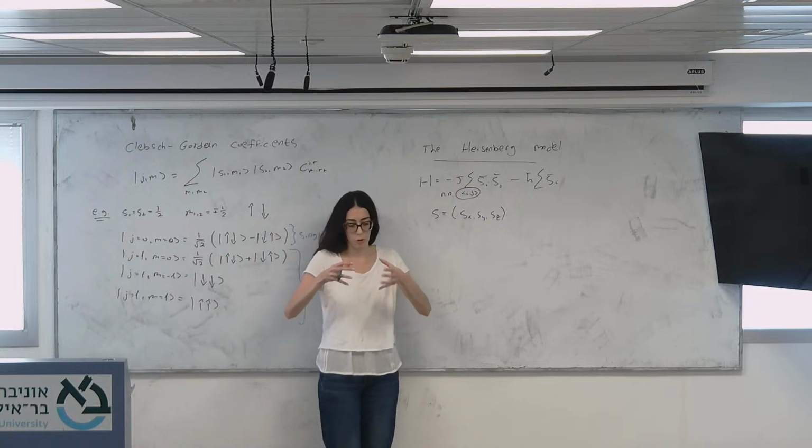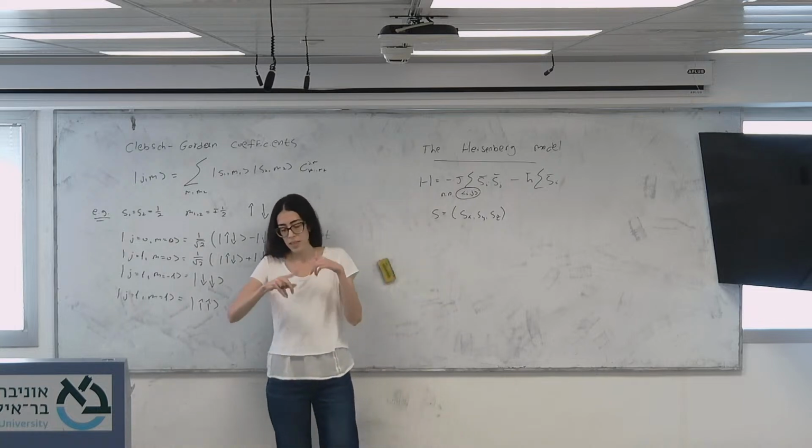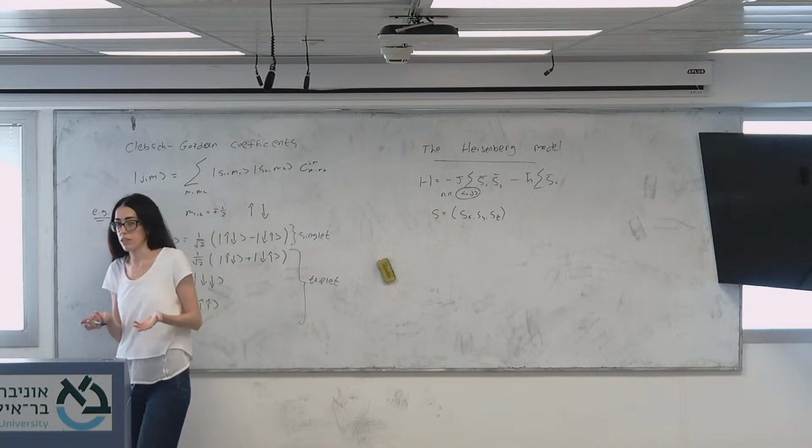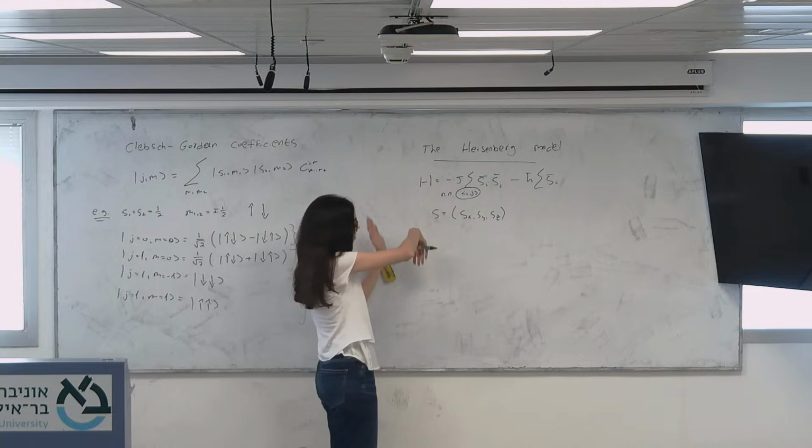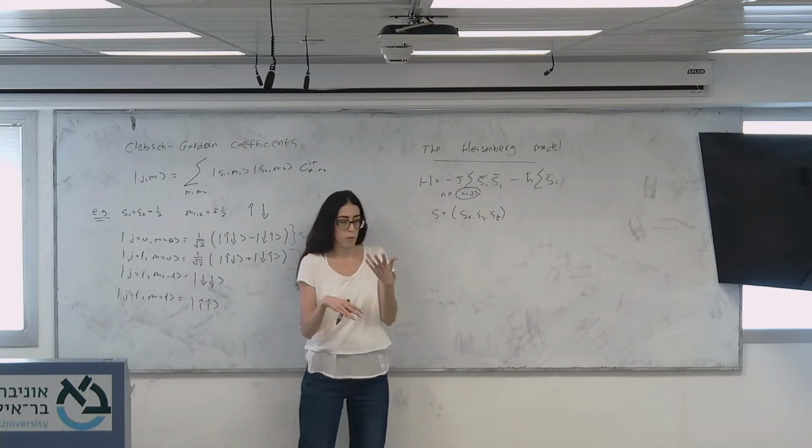So if you have a complicated system with a lot of spins, it's not very trivial to know what the ground state energy of the system is, because some of the spins want to head here, some of the spins want to head here, so it's a more complicated problem.